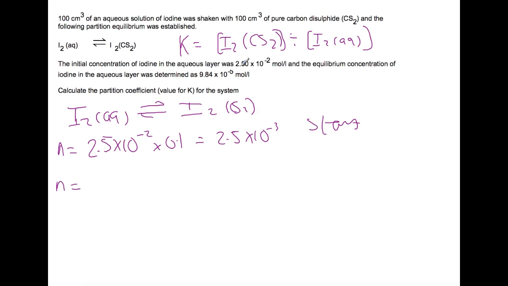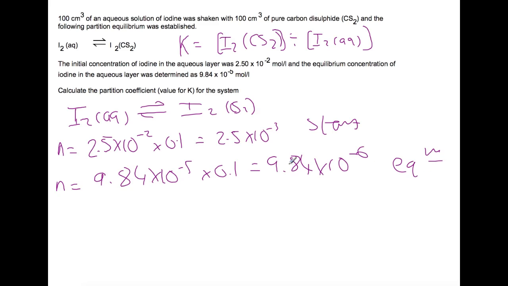We can then find the number of moles of iodine in the aqueous layer at equilibrium using the same procedure. So we know we have 9.84 times 10 to the minus 5. The aqueous layer is still 0.1. So we know that we have 9.84 times 10 to the minus 6 moles of iodine within the aqueous layer at equilibrium. We still have to have the same number of moles of iodine in total, so we know that the difference between the two must be found within the CS2 layer.